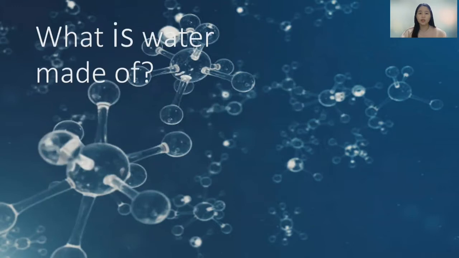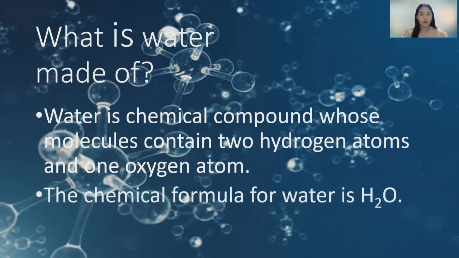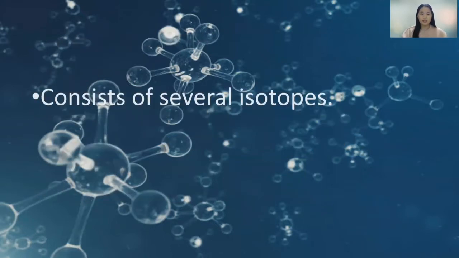But first, what is water made of? Water is a chemical compound whose molecule contains two hydrogen atoms and one oxygen atom. The chemical formula for water is H2O, and the bond between the atoms in the water molecule is a covalent bond because both hydrogen and oxygen are nonmetals. Next, it consists of several isotopes because, as we all know, hydrogen and oxygen consist of several isotopes. Water consequently consists of more than one type of molecule, which are protium, deuterium, and tritium.